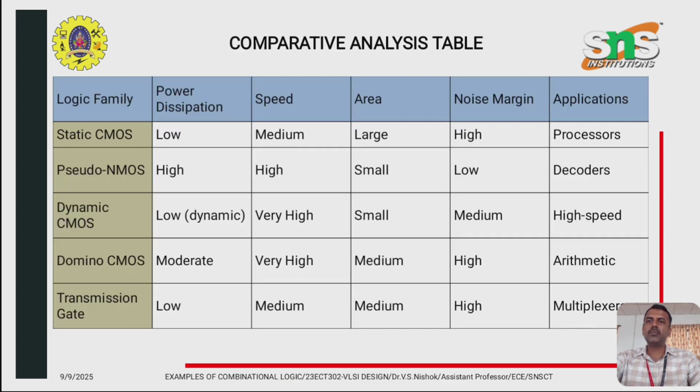Here is the detailed comparative analysis of the previously seen logics: static CMOS, pseudo NMOS, dynamic, domino and transmission gate. Here we can clearly see which logic circuit is better in which features. For example, domino and dynamic are better in speed, very high speed, transmission gates are especially used in multiplexers, pseudo NMOS is used in decoders, and static CMOS is used in processors.